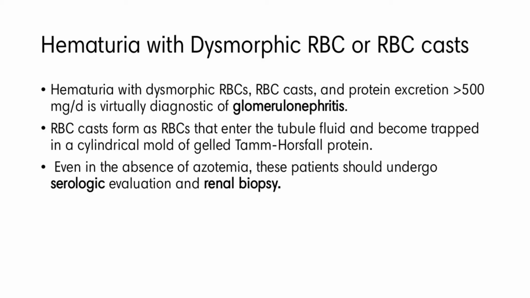Hematuria with dysmorphic RBC or RBC casts. Hematuria with dysmorphic RBC, casts and protein excretion greater than 500 mg per day is virtually diagnostic of glomerular nephritis. RBC casts form as RBC enter the tubular fluid and become trapped in the cylindrical mold of gelled Tamm-Horsfall protein. Even in the absence of azotemia, this patient should undergo serologic evaluation and renal biopsy.